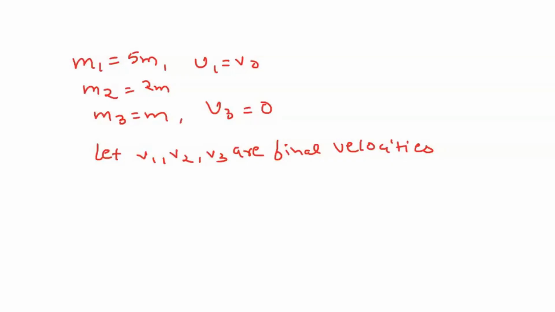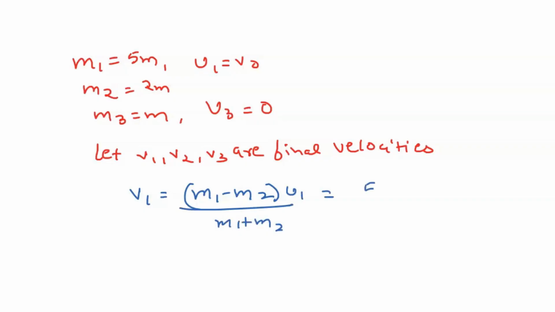Hello student, in this question it is given m1 is 5m, m2 is 2m and m3 is m, u1 is v0 and u3 is 0. Okay, we take v1, v2, v3 are the final velocities. So v1 will be equals to what? (m1 minus m2) multiplied by u1 divided by (m1 plus m2).